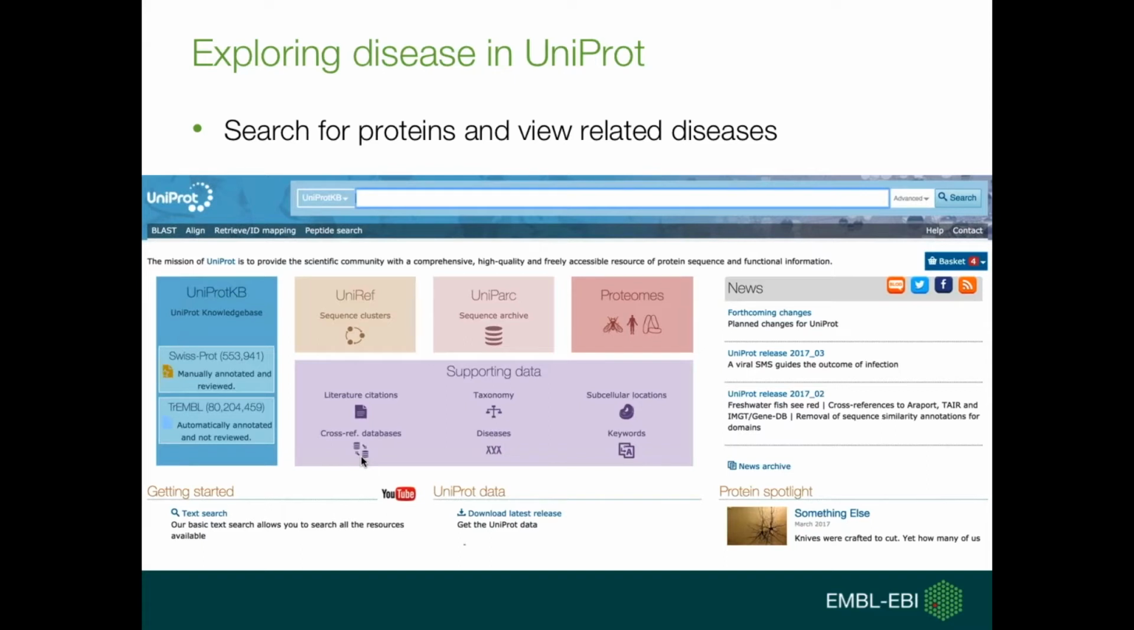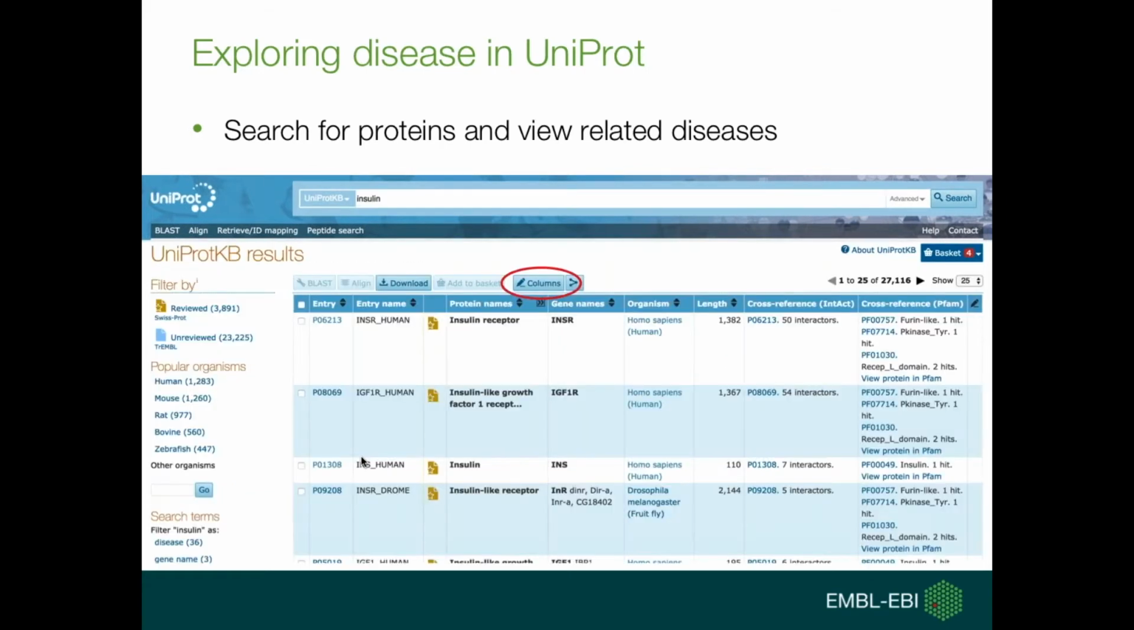Taking a different approach, maybe you're researching diseases, but you already know the protein or proteins that you're interested in, and those are the ones you want to focus on. In this case, you will want to keep your search focus on UniProt knowledge base, which is the default in the search bar, and just enter in the names of the protein or the name of the gene that you're interested in. So let's say, for example, I've searched here for insulin, and you can see that I've got a results page here with various columns of information and filters on the left-hand side.